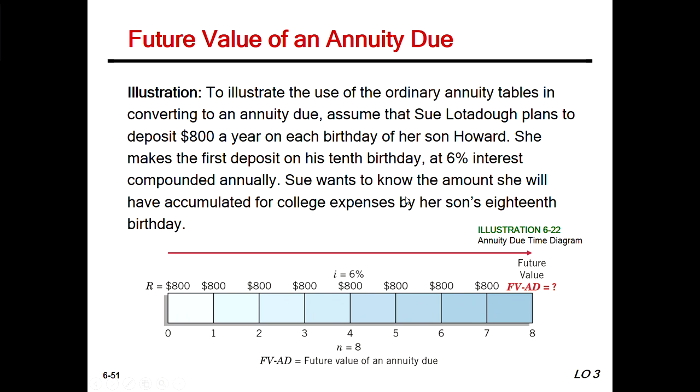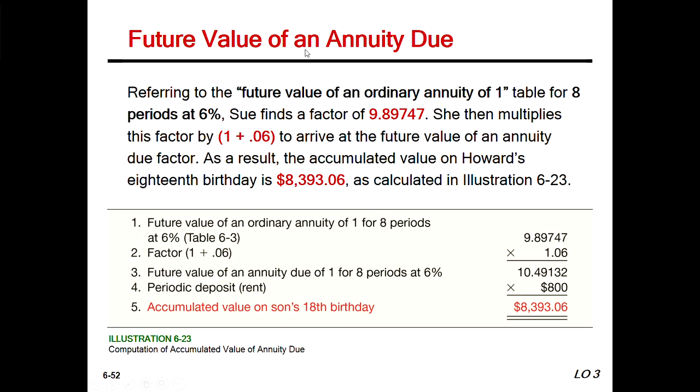So let's take a look at what they've got here. Referring to the future value of an ordinary annuity of 1 table, which is what we did, for 8 periods at 6%, the factor we found was 9.89747. We then multiplied that by 1.06 to arrive at the future value of an annuity due factor. Now, don't ask me why they didn't just put tables in this book for the future value of an annuity due, but they didn't, but that's okay, we can figure it out. As a result, the accumulated value on his 18th birthday is $8,393.06. I think that's what we got.